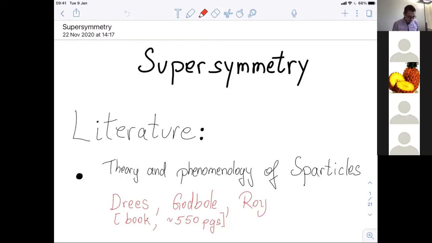And the second resource is the lectures on physics beyond the standard model, which focuses on the connection to and the solution of the hierarchy problem.